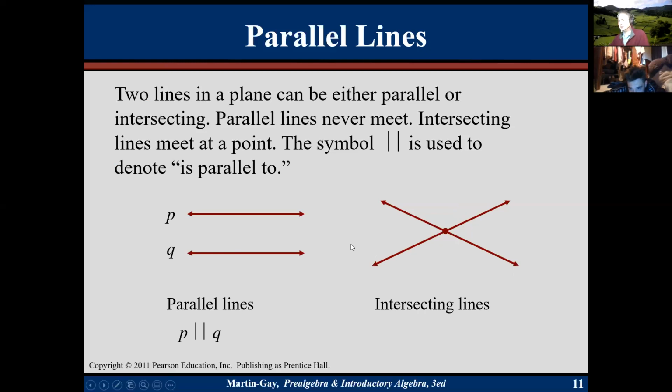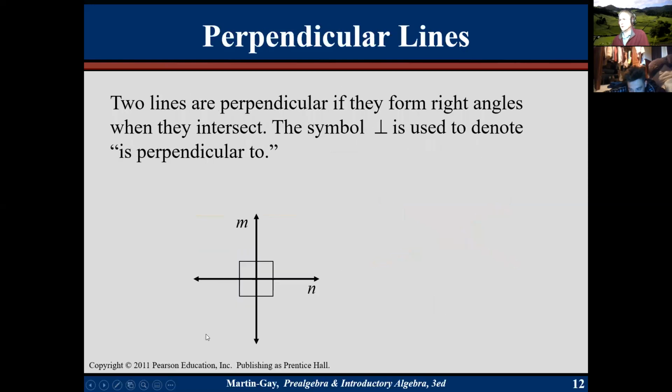But be aware that if you have 2 lines, there's really 2 cases. Well, there's 3. They could be on top of each other. But they can either be parallel, in which case they never intersect, or they can intersect at one point only, right? So this is what parallel means. This is what intersecting means. And the symbol for parallel lines is this double vertical line, and that would mean parallel.